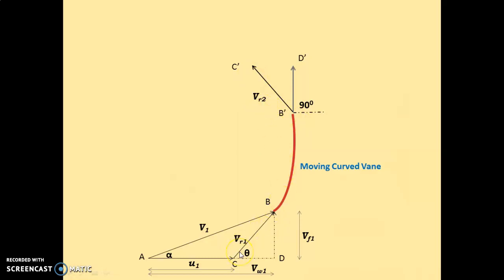Now we know if the jet enters the plate with a relative velocity VR1, and if the plate is smooth, it will come out with a relative velocity VR2, and we know VR1 is equal to VR2. Now C dash D dash represents velocity of the plate U2, which is equal to U1, and which is equal to the overall velocity of the plate U, which in this problem is given as 20 meter per second.